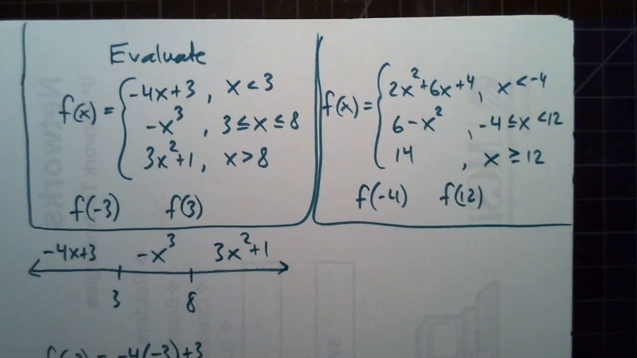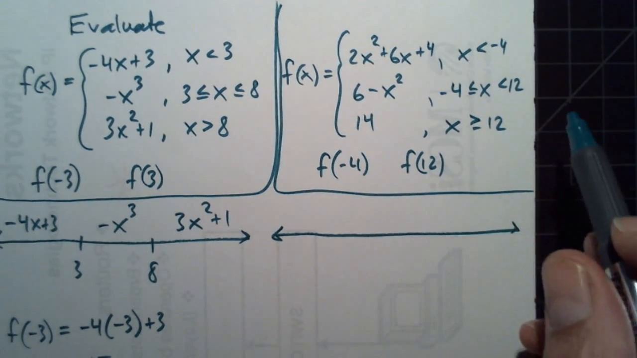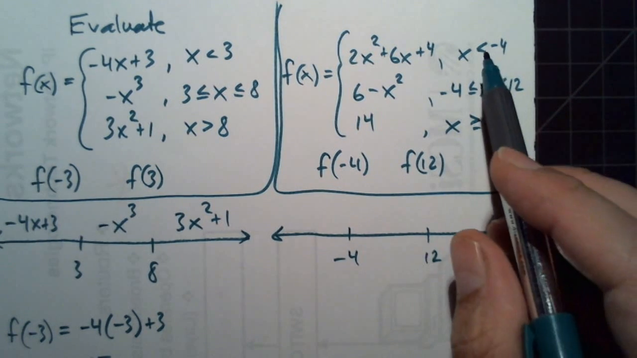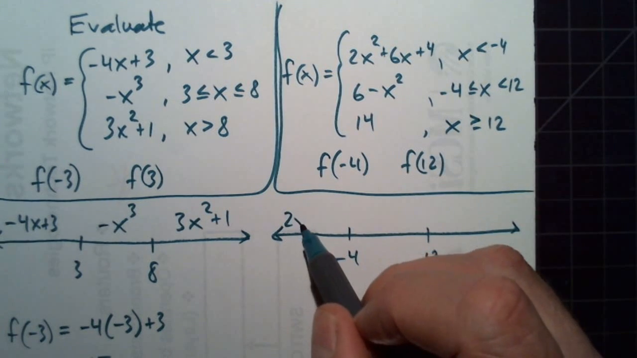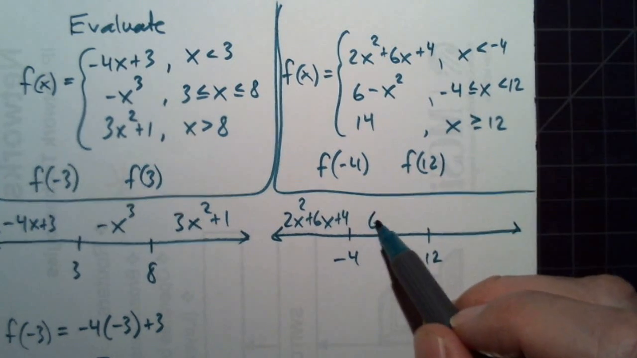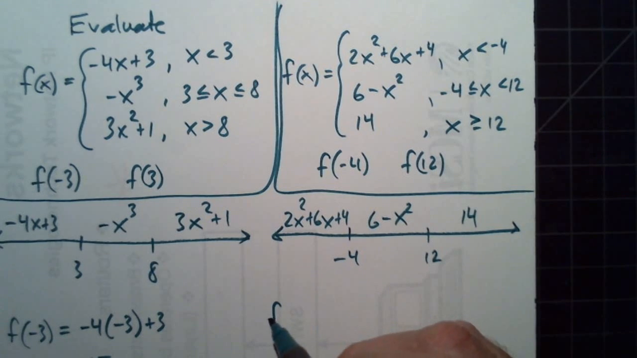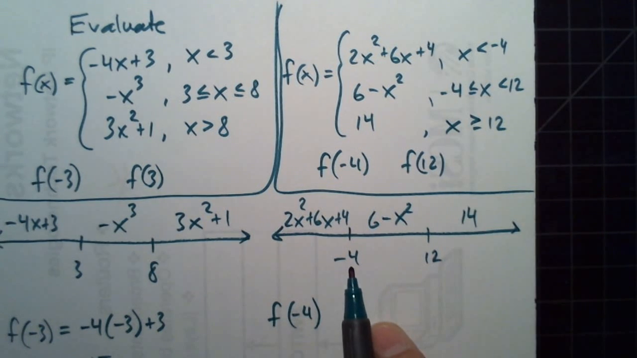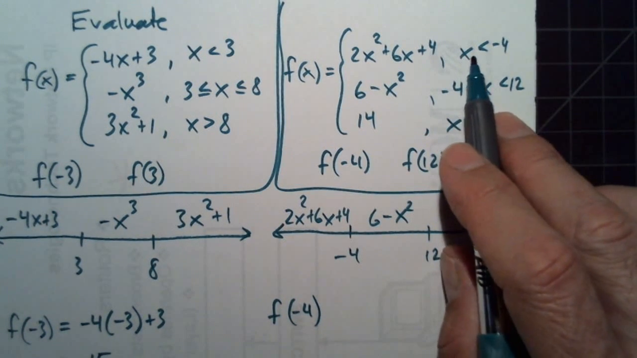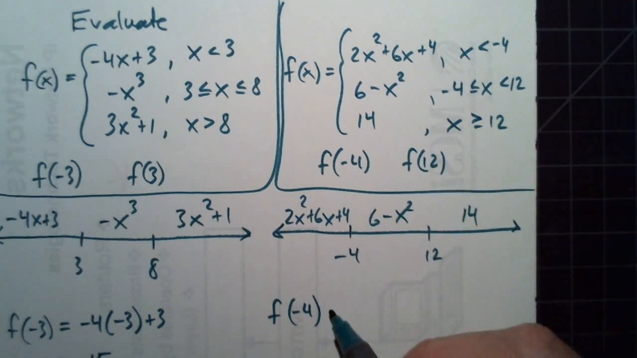All right, pause the video and try that one. And we're dividing up the number line with negative 4 and 12. To the left of negative 4, we're going to use this. Between them is this function. To the right of 12 is that function. And if we want f of negative 4, that's where it's divided. So we have to pay attention to, can x equal negative 4 here? No. Can x equal negative 4 here? Yes, so we're going to use that.